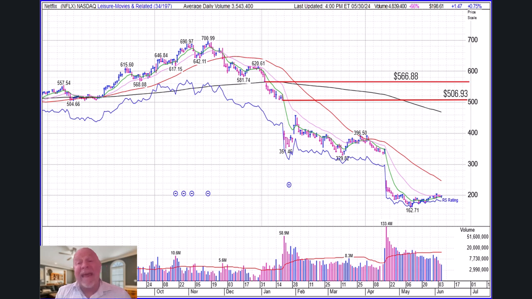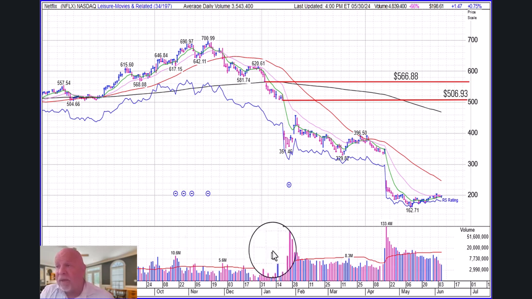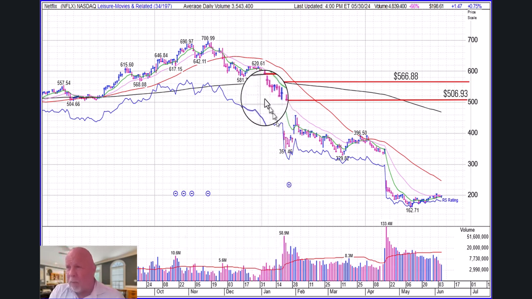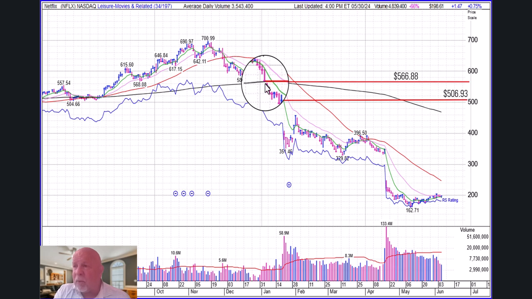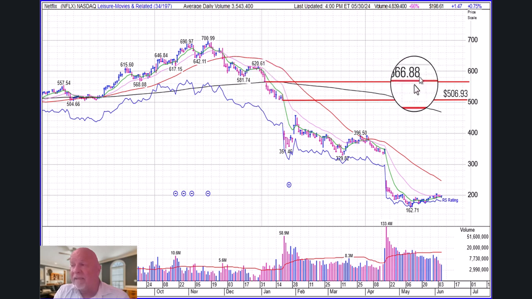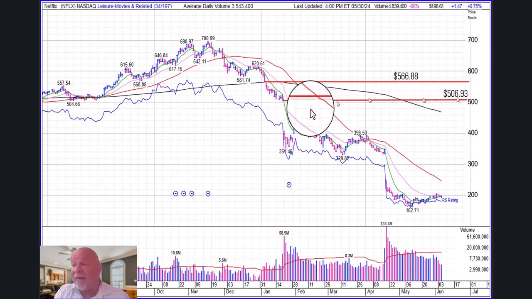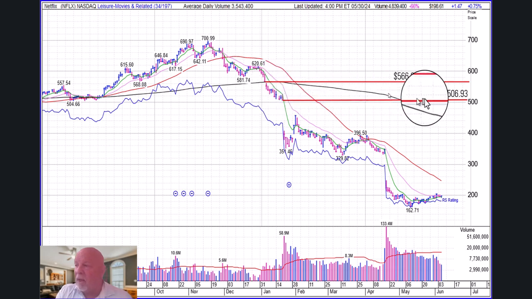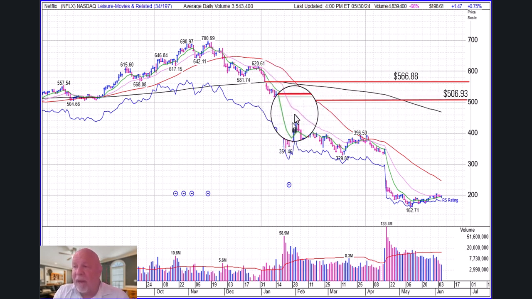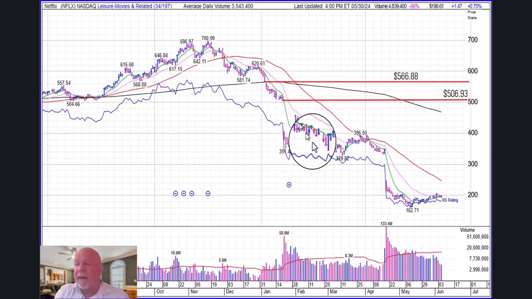All right, Netflix is a really cool example of what I'm talking about. So I'm going to go back a couple of years to 2022, I believe it was. And you could see in 2022, we had a little gap down, not much, it was only like 6 or 7 cents, gap down at 566.88. And then a few days later, we had a big gap down at 506.93. And then that gap is kind of hanging out there. So that's why I drew the line all the way out to the right. And notice how it tried to come back, but it couldn't make it back up there.